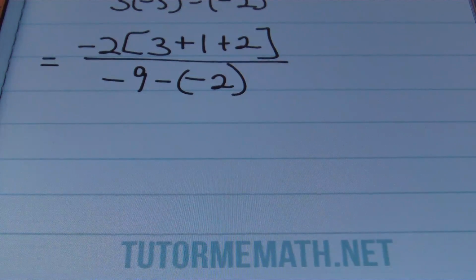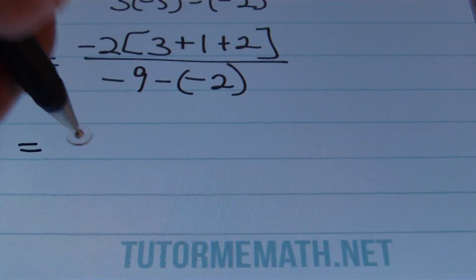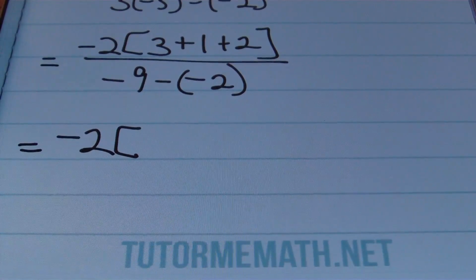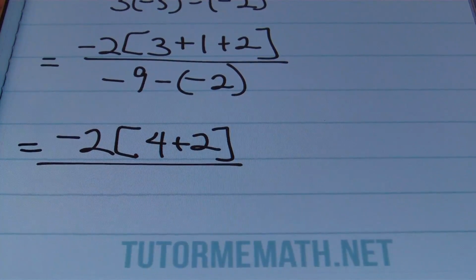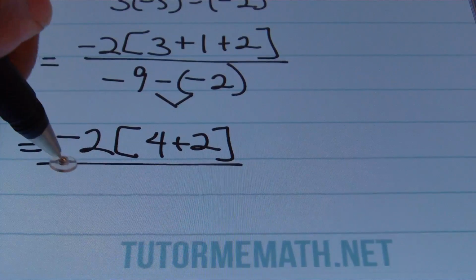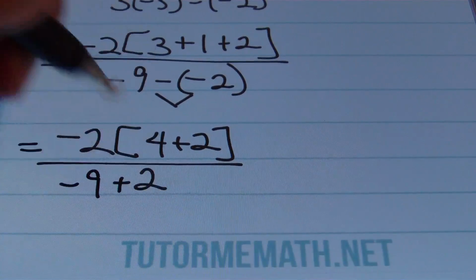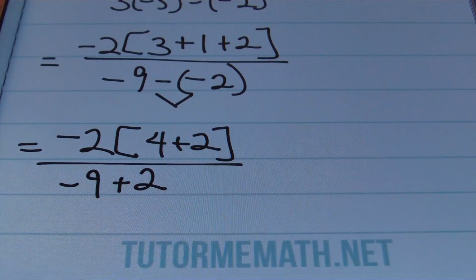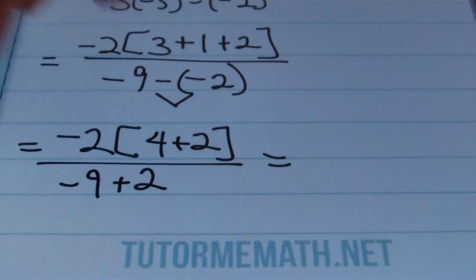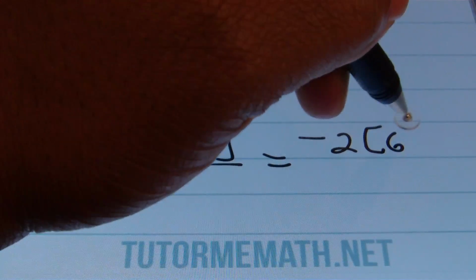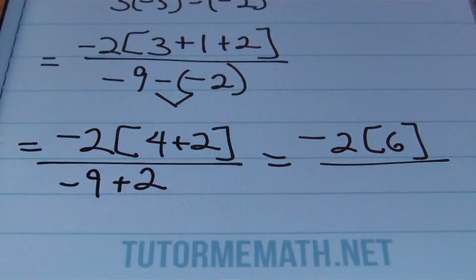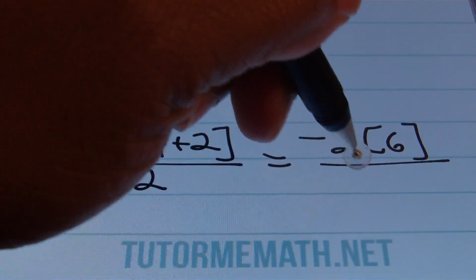Continuing on, here we are still in the brackets in the numerator. I have negative 2. We'll add 3 plus 1 to get 4 plus 2. All of that is going to be over... we need to multiply these signs in the denominator. So I have negative 9 plus 2, because a negative times a negative is a positive. Then continuing on, inside of the brackets, we'll add 4 plus 2 to get 6. So I have negative 2 times 6, all of this over a negative 7 in the denominator.